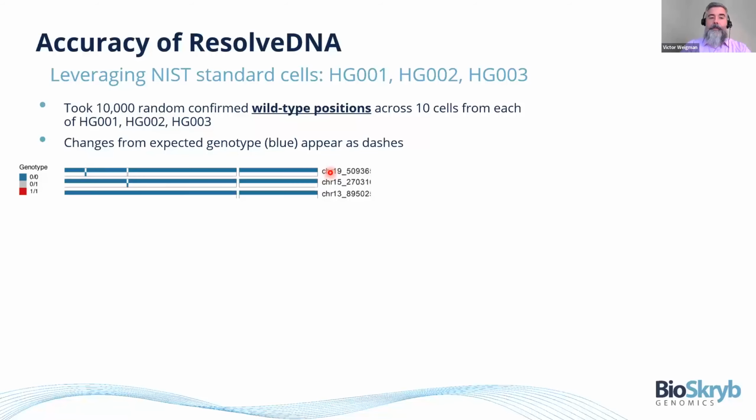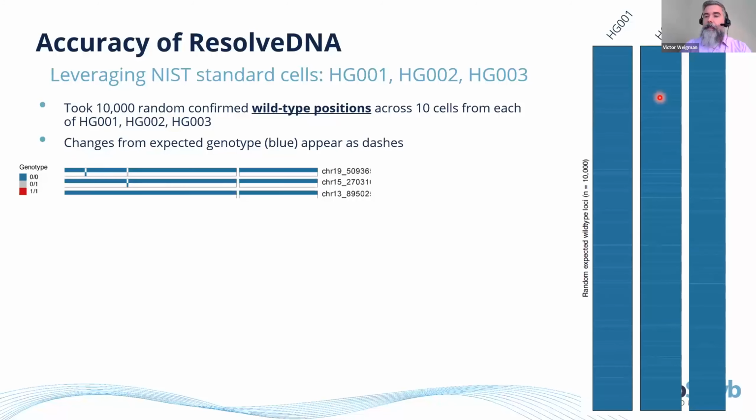If we expand this to 10,000 positions, it looks a little something like this, with HG1, 2, and 3 over the top in columns. Every column is an individual cell. The rows are the individual positions. You see, for the vast majority of this, it's blue. There might be certain positions that are white. There might be a smattering of pips here where we have single changes in noise.